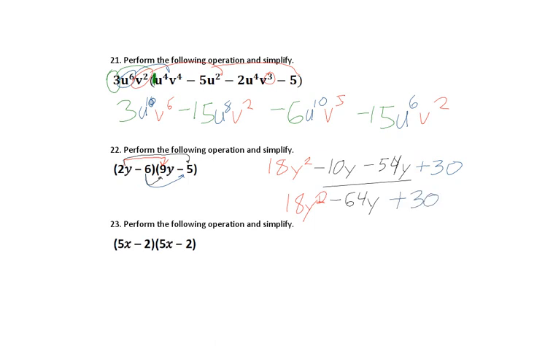Let's do the same thing with 23. So first, 5x times 5x is 25x squared. Then 5x times negative 2 is negative 10x. Negative 2 times 5x is negative 10x again. And negative 2 times negative 2 is positive 4. Once again, it's the negative 10 and the negative 10 that combine to become negative 20x. And everybody else stays the same.